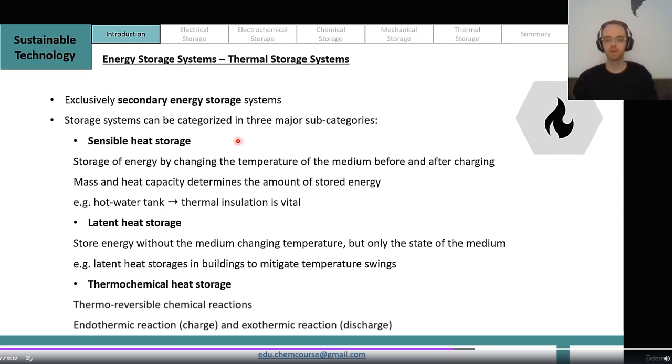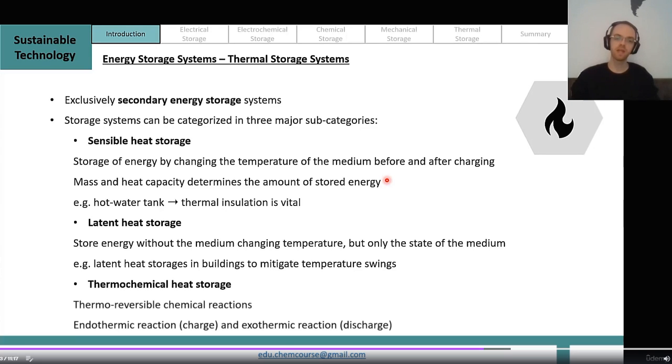So to be more particular, you basically converted electrical energy coming from the outlet into heat energy, into thermal energy. And in this case, the mass and the so-called heat capacity determine the amount of the stored energy. Don't worry if this is not all clear right now. We will cover all of this in more detail.